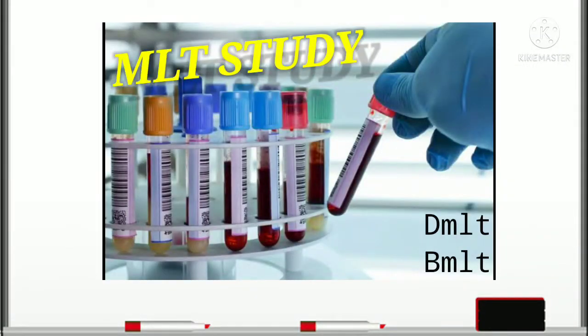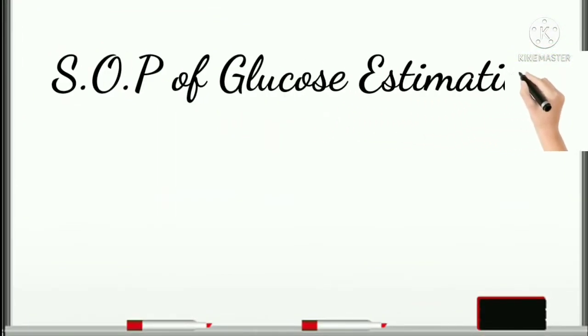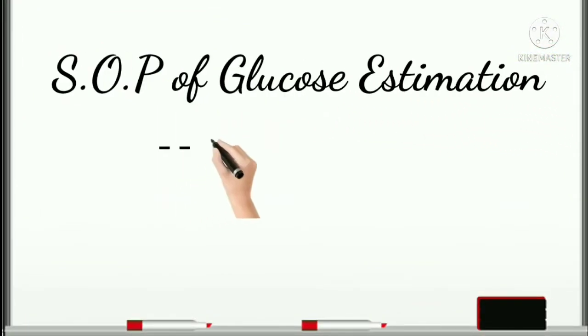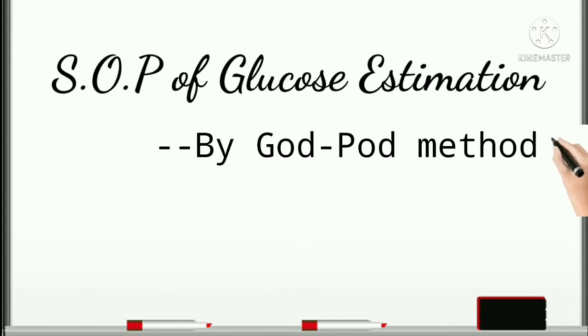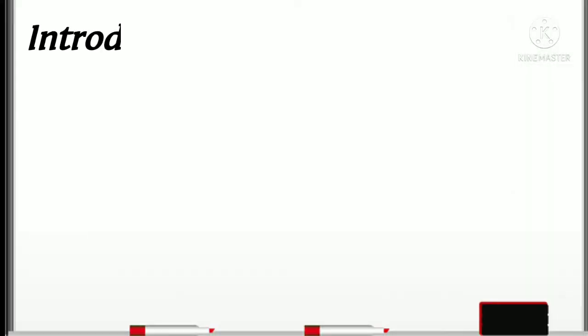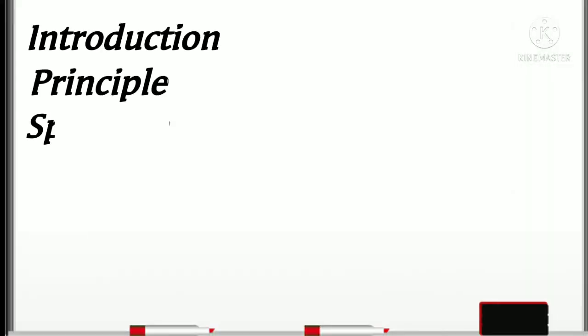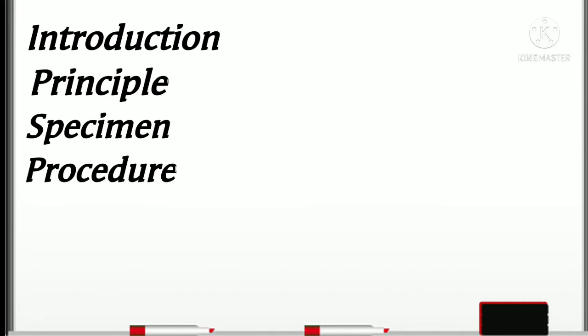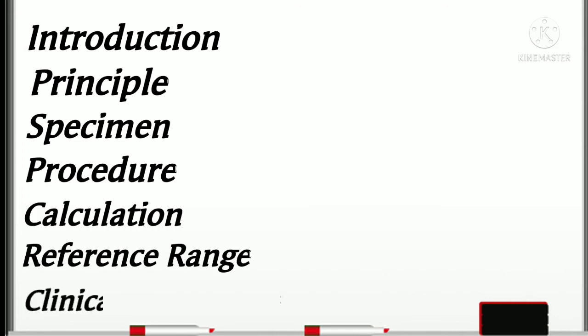Hello viewers, today's topic of the discussion is standard operating procedure of glucose by GOD-POD method. These are the points: introduction, principle, specimen, procedure, calculation, biological reference range and clinical significance. Coming to the first point, introduction.